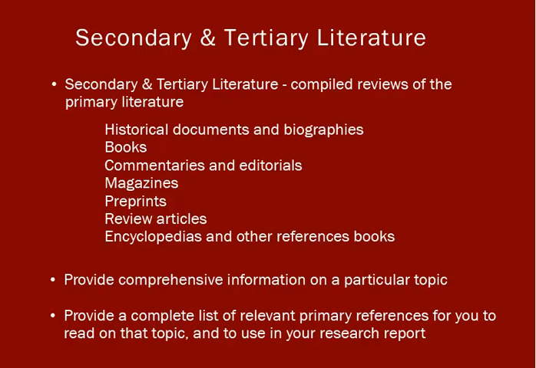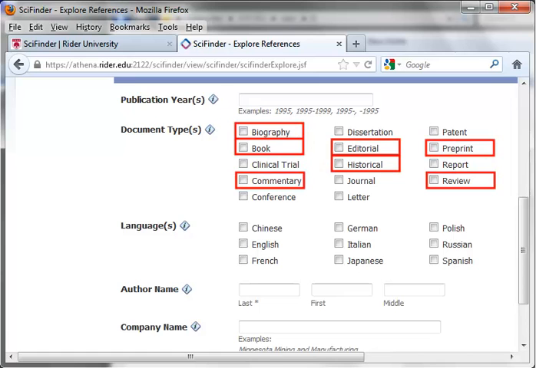For example, if you were writing a research report on the Claisen condensation and you found a whole book on that particular reaction, all of the references would be cited right there in the book, and you would have a whole list of relevant primary articles right at your fingertips. So if you were only interested in finding secondary literature sources, you would check off biography, book, commentary, editorial, historical, preprint, and review. Let's take a look at the secondary literature sources in more detail.